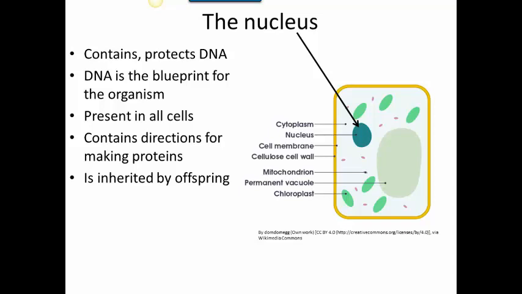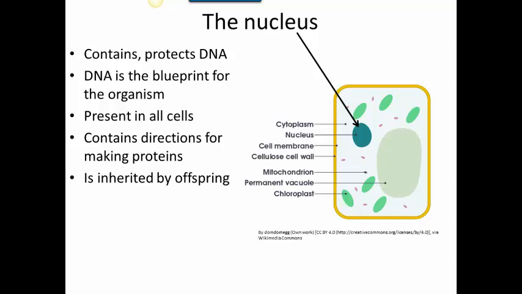So those proteins are going to determine what this cell does and what this cell looks like. So proteins are really the workhorses of cells. The directions for those workhorses are in the DNA, which is why this serves as a blueprint.